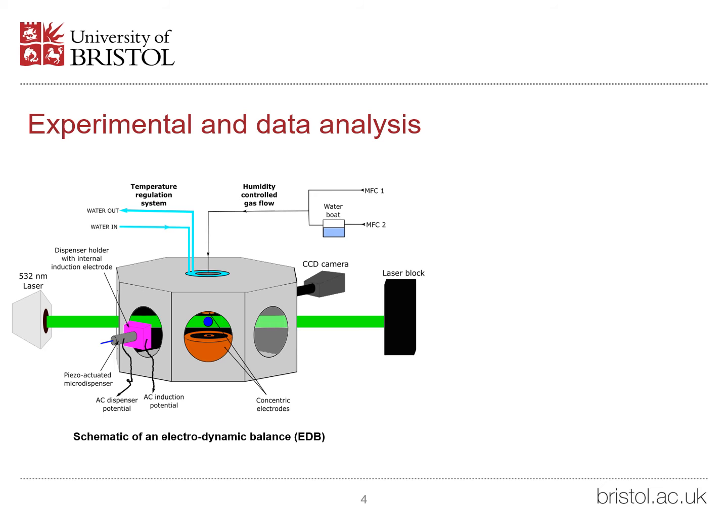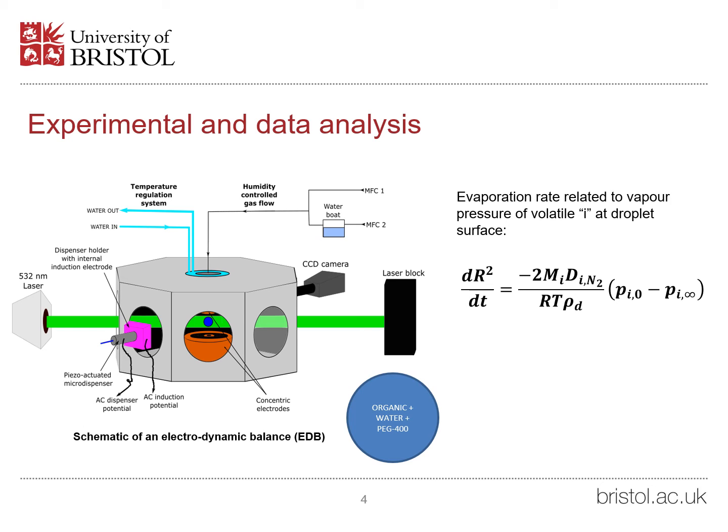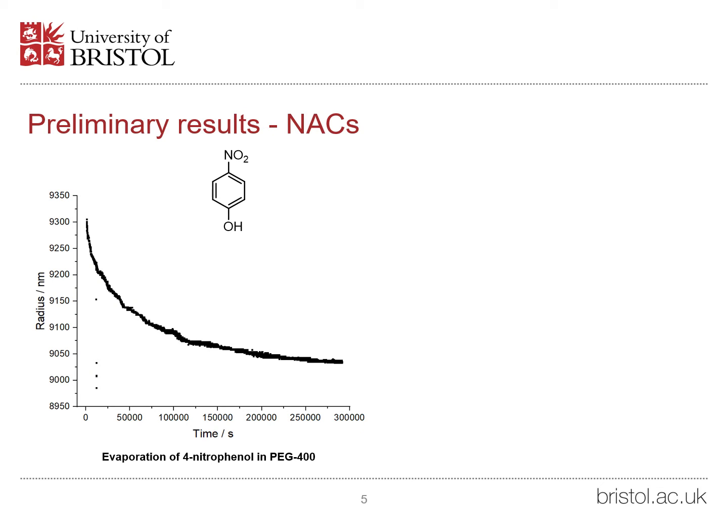For calculating organic vapor pressures, a single droplet containing an organic dissolved in an aqueous PEG 400 matrix is electrostatically suspended, and the radius is collected through the analysis of forward scattered green laser light. The change in the radius squared with time is then used to calculate the vapor pressure of the organic at the droplet's surface, which is related in the equation at the bottom here to the saturation vapor pressure of the organic. So on the graph here, I have some example data of 4-nitrophenol in my PEG 400 matrix.